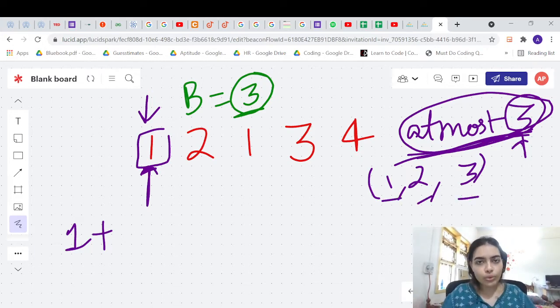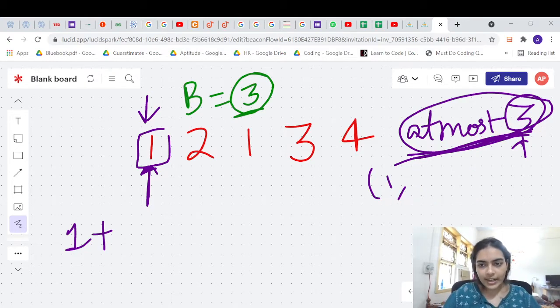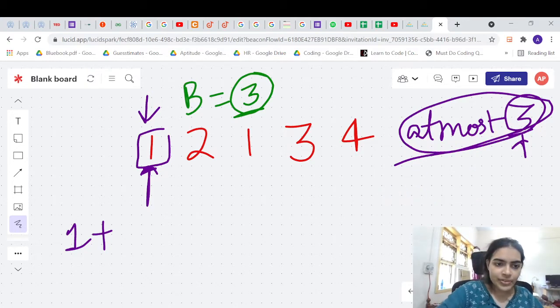Everything is going to be included. You can take all the subarrays with one distinct integer, with two distinct integers, as well as three distinct integers. But you cannot take a subarray with four distinct integers. So for at most three distinct integers, you can take all these subarrays. Let us note this and try to find those subarrays. In this case, we have one subarray with one distinct integer as of now. So this is our count. Now let us go forward.